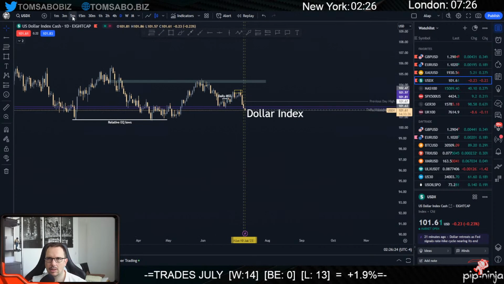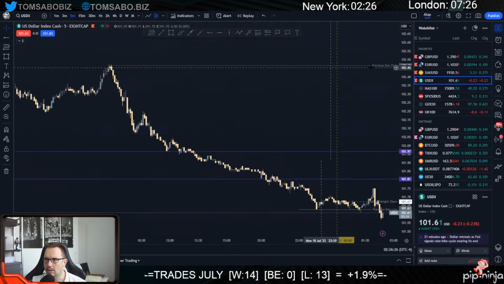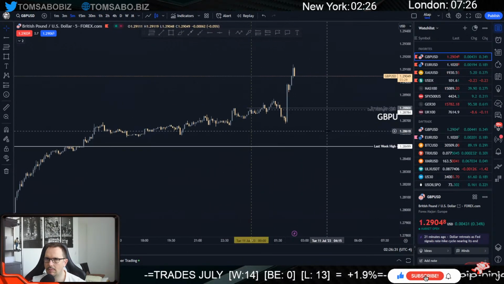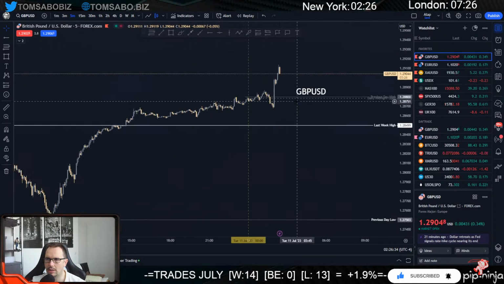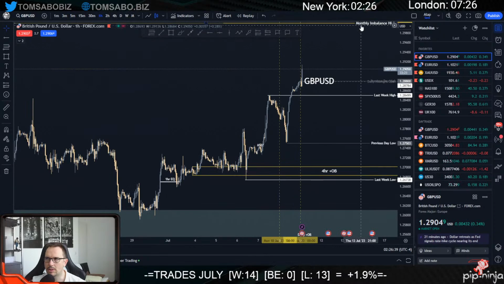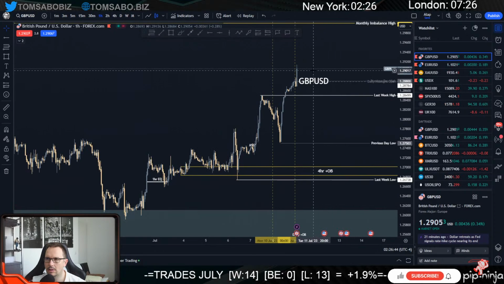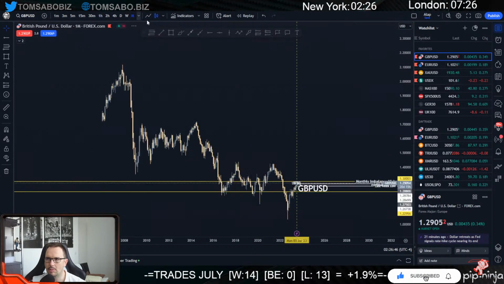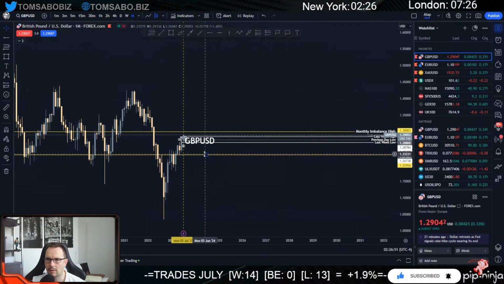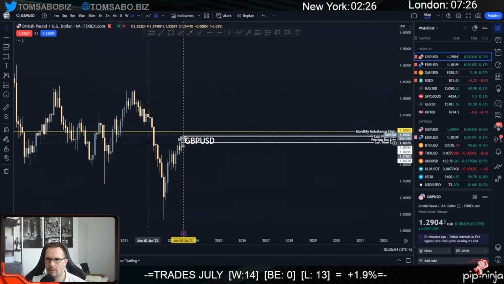So if we stay with the bearishness of the dollar index, then we should definitely look for some more push to the upside on the pound and on the euro, especially because that's the monthly imbalance high. Still lots of space to be repriced. Oh yeah, look at that. There's still some range to be rebalanced on the monthly chart on the pound.